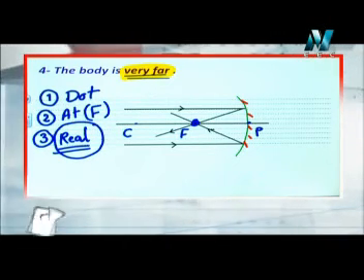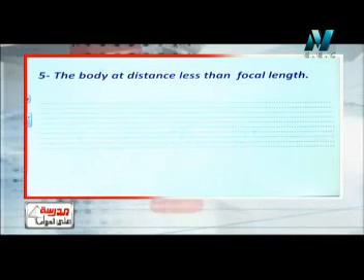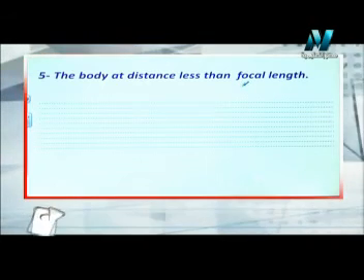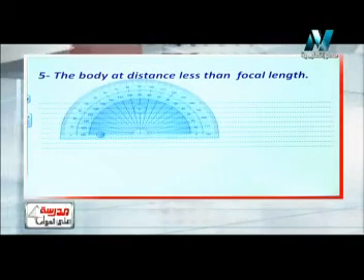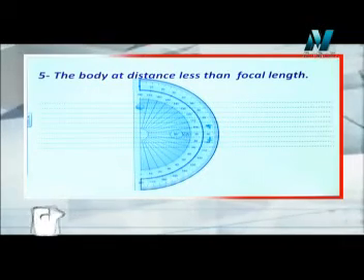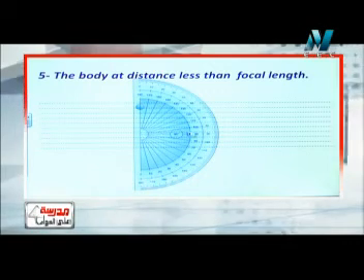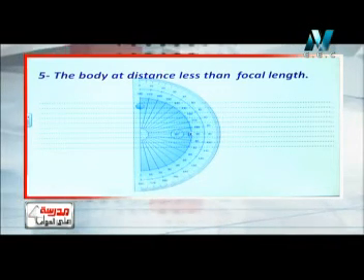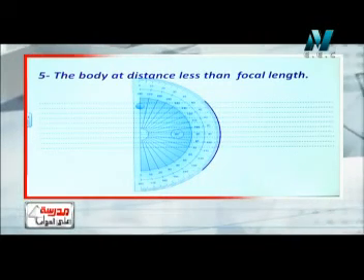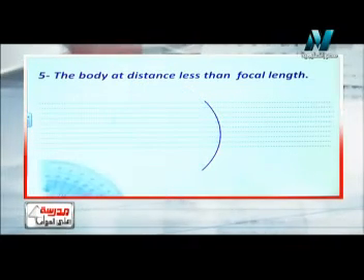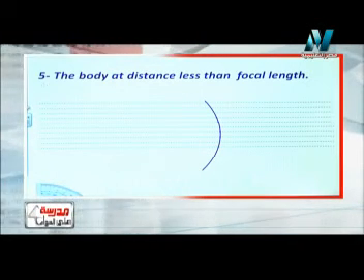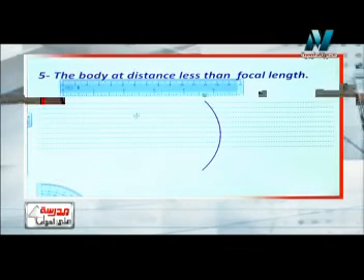We have only one case here, as the body is at distance less than focal length. In this case we can use rule number 1. Number 1, by protractor to draw the arc. Then we use the ruler to draw two equal distances by ruler.